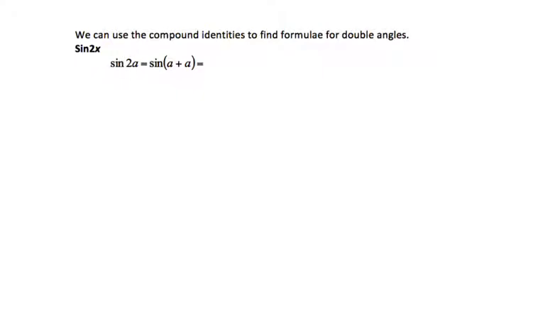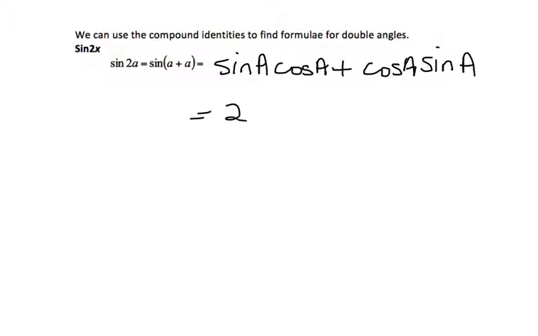And so sine 2a is the same as sine a plus a. So I know from my compound angle, sine a plus a is going to be sine a cos a plus cos a sine a, which is just 2 sine a cos a, because multiplication is commutative, so I can change the order of these things. So there's my double angle formula. Sine 2a is 2 sine a cos a.